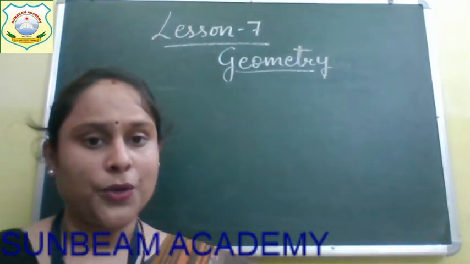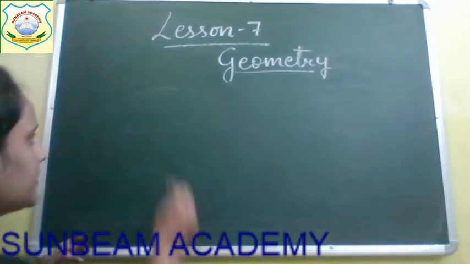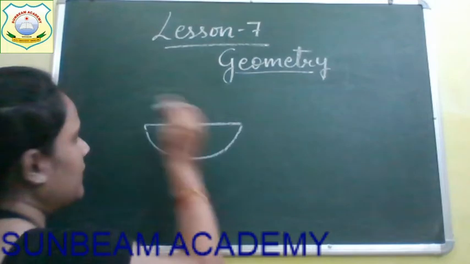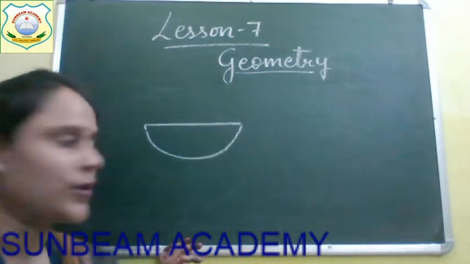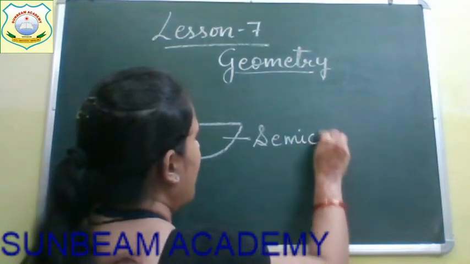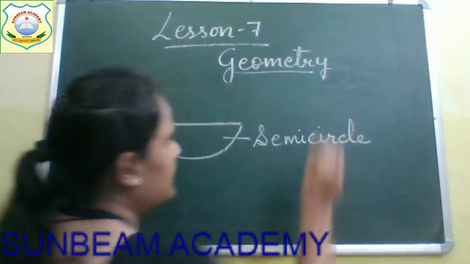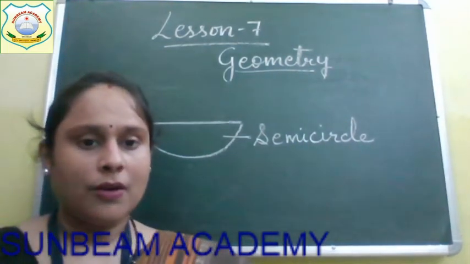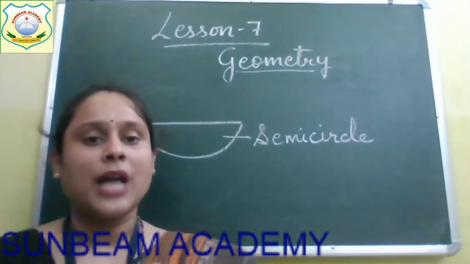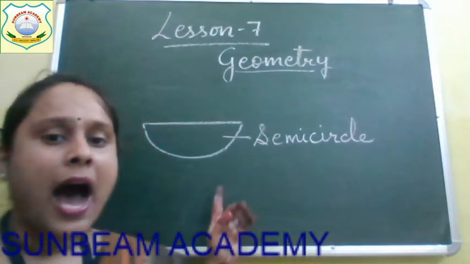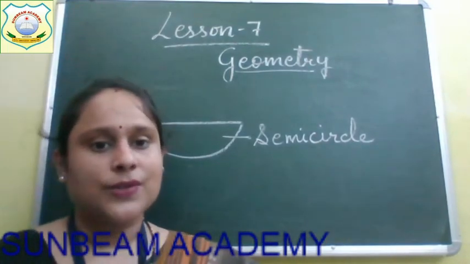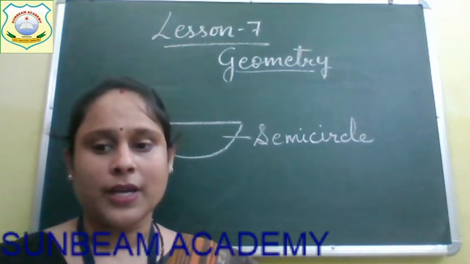Now I will show you semicircle. What is semicircle? Half circle is known as semicircle. You all have seen a complete circle. One complete circle is divided into two equal parts, so the half part is known as a semicircle. I hope you all have understood up to here.